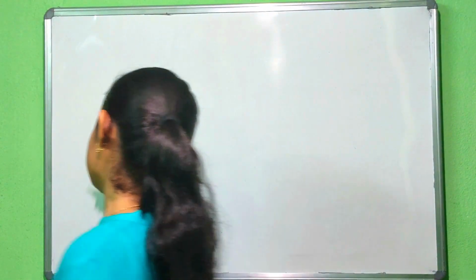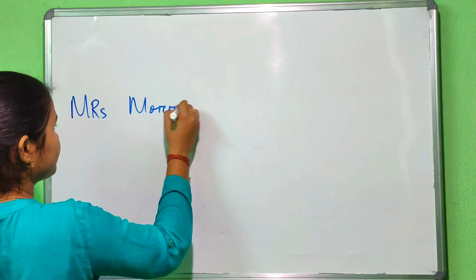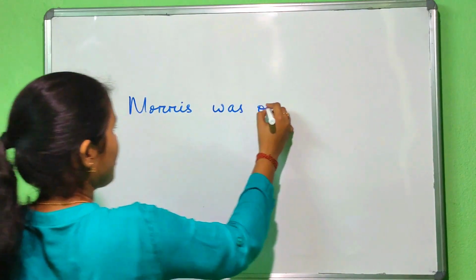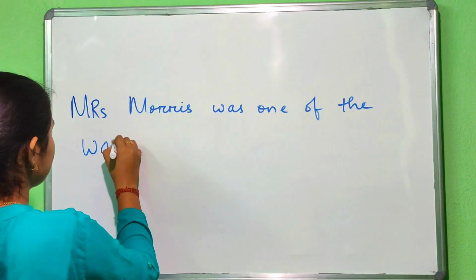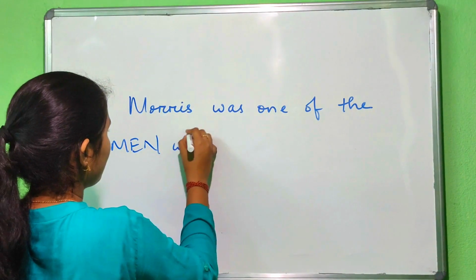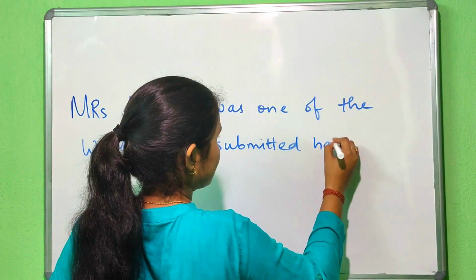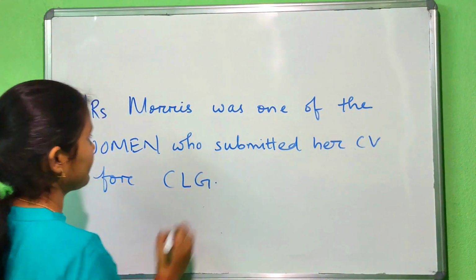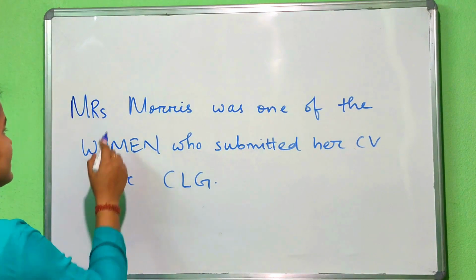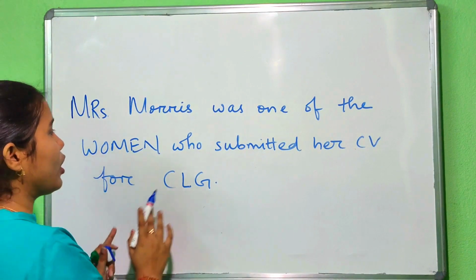For this trick you have to remember a sentence. The sentence is: Mrs. Morris was one of the women who submitted her CV for college. Okay, remember this sentence. Mrs. Morris was one of the women who submitted her CV for college.